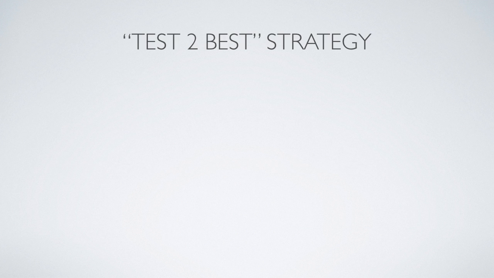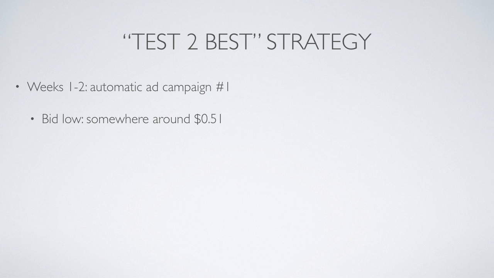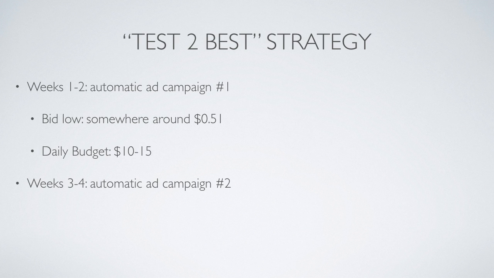So the test to best strategy, what is it? Numbers are weeks 1 and 2. Okay, so the first 2 weeks when you start your Amazon sponsored ads, you're going to do an automatic ad campaign, and we're going to call this automatic ad campaign number 1. And in this ad campaign, you're going to bid low, right? So you're going to bid somewhere around 50 cents or so, and your daily budget is going to be $10 to $15.